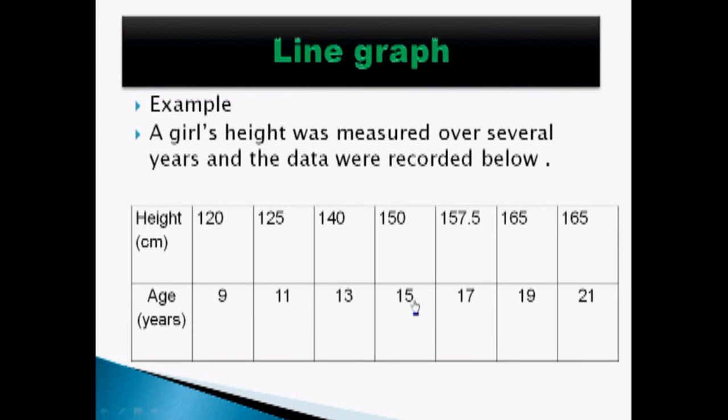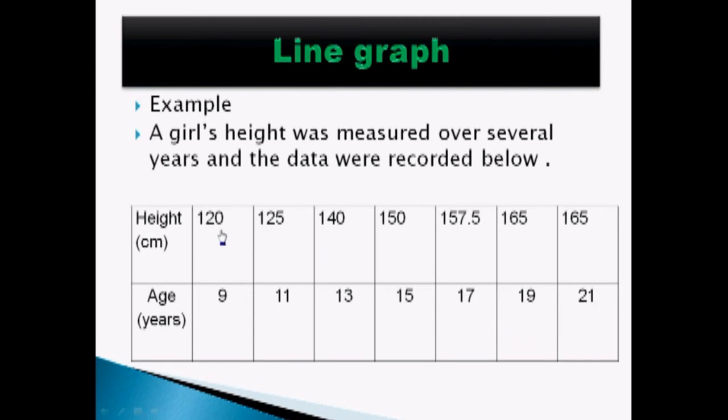And then from 15 to 17, this time she increased by 7.5 centimeters. And then basically from 19 to 21 she stopped growing when she became 19, because it was constant. Now notice once again that this growth took place over 2-year periods.